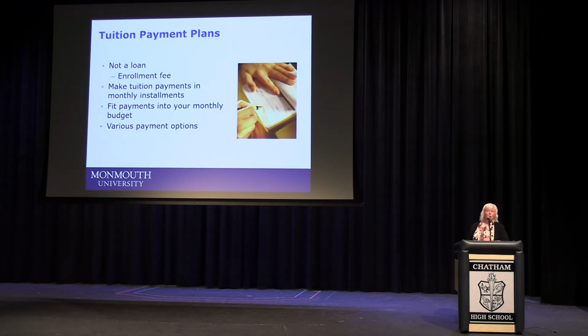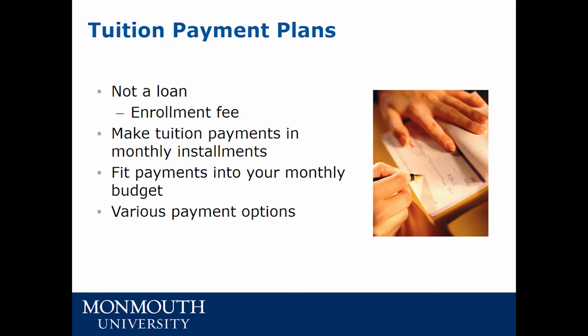Payment plans. The college might have a way for you to make monthly tuition payments. That's not a loan, so there's no interest. You may have a monthly enrollment fee into the plan, but it's a way for you to fit some payments into your monthly budget, maybe reduce how much you might need to borrow.